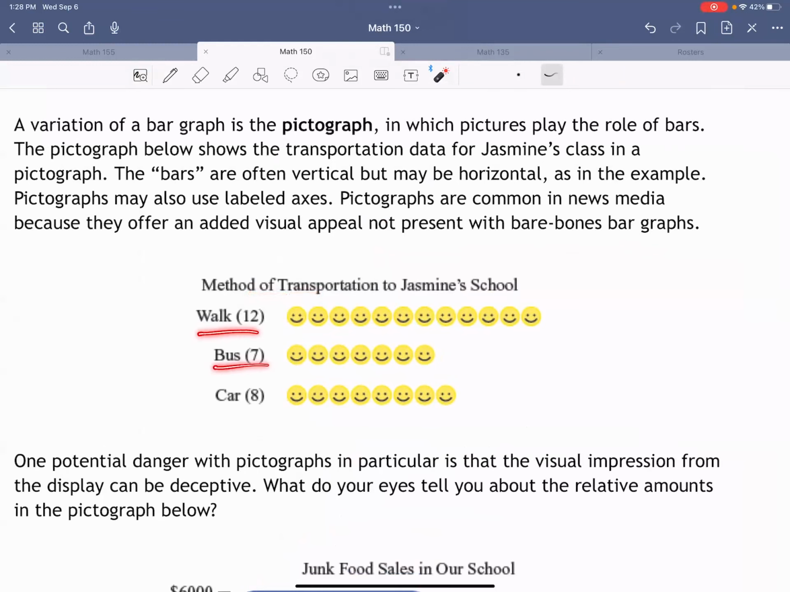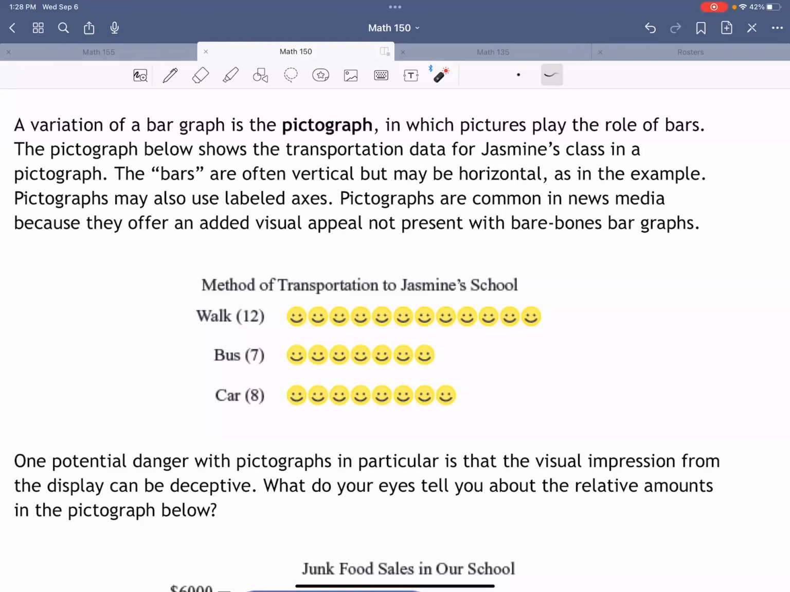Some people walk, some people take the bus, some people take a car. Instead of making a bar graph, sometimes we'll just say, okay, maybe one face is equal to one person. So there's 12 faces or 12 people that walk. And it looks nicer. It looks kind of cute. But there is a problem with pictographs because sometimes they don't depict the information in the best way.